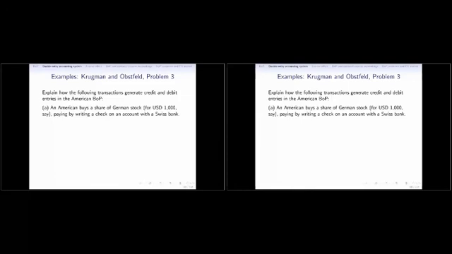So what's happening? An American buys a share of German stock. A citizen living in the US is buying shares in a foreign company, and he makes a payment by writing a check on an account with a Swiss bank, so a foreign bank as well. So nothing to do with the US banking system, right? Pure foreign transactions. The guy has some deposits in Switzerland, and now he's using those deposits to buy some shares in Germany. That's it.